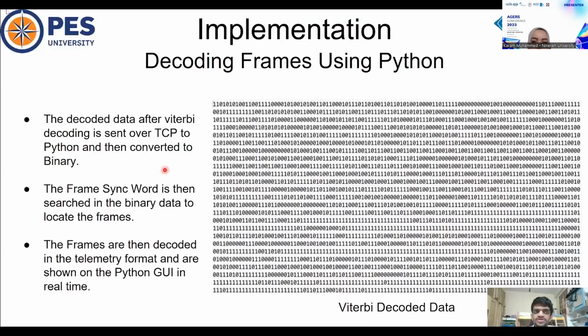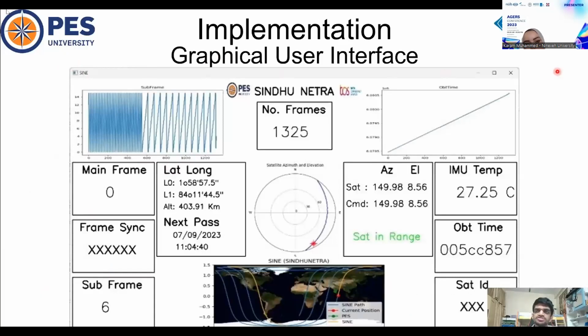I am Chaitanya and I'll be explaining the Python part. The decoded data from the GNU Radio is sent to the Python code over a TCP connection. This data is then converted to binary and the frame sync word is searched in the binary data to locate the frames. On finding the frames, they are then split in the telemetry format to extract the telemetry parameters, which are shown on the Python GUI.